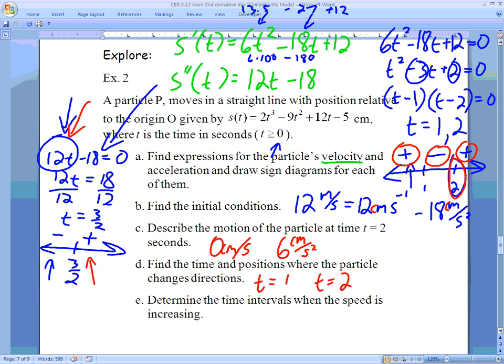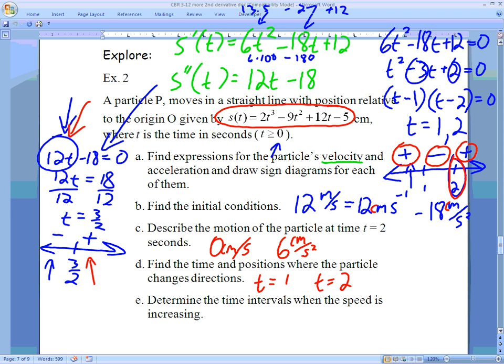Well, the first derivative gives me velocity, which is like my speed. The second derivative tells me my change in my speed, also known as acceleration. So where do I get position? That is the original function right here. So I put a 1 in there. 1 cubed is 1, so it's 2 minus 9 plus 12 minus 5, which is 0.